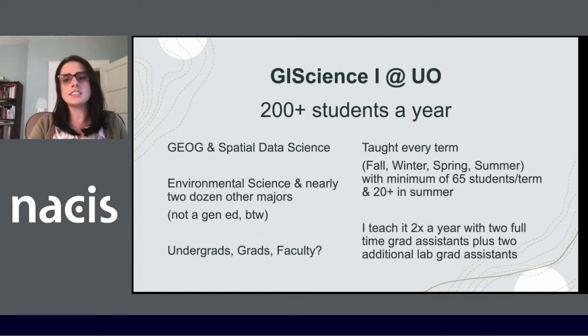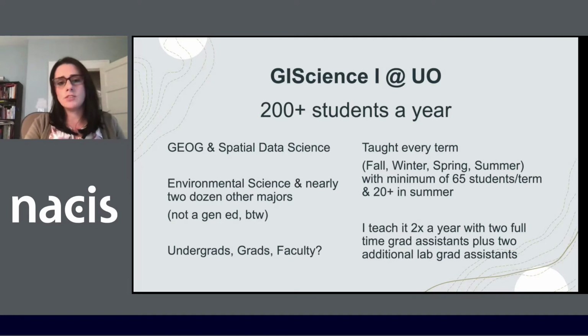So this class serves lots of students and needs. There are about 200 students a year that take this class. It's a requirement for geography and spatial data science majors, which are majors within our department. We also serve environmental science, which is a huge major on our campus, and nearly 24 other majors. It's not a gen ed, by the way, but it serves lots of undergrads, many grad students across campus as well as in our department, and even faculty have taken my class.